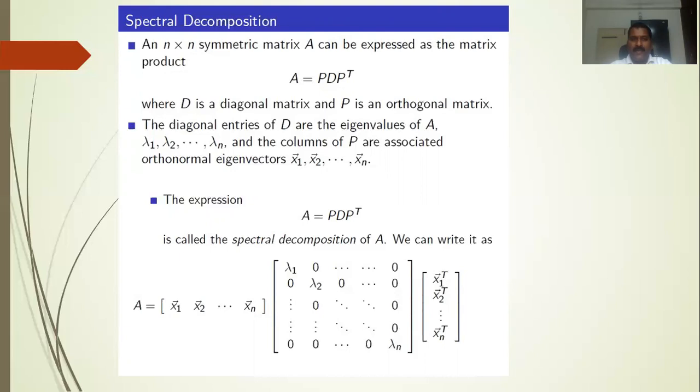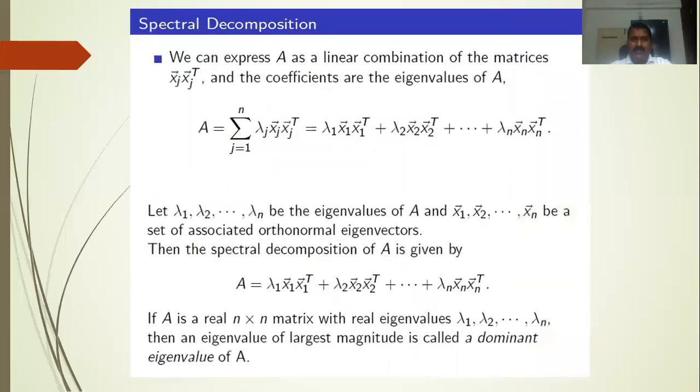So when a symmetric matrix A is decomposed as P D P transpose, such a decomposition we call a spectral decomposition of A. As we have seen earlier, A being a symmetric matrix, the eigenvalues go as the diagonal elements, and the eigenvectors, after normalizing them, can be used in the construction of P. Thereby, A can be decomposed as P D P transpose. This is called a spectral decomposition.